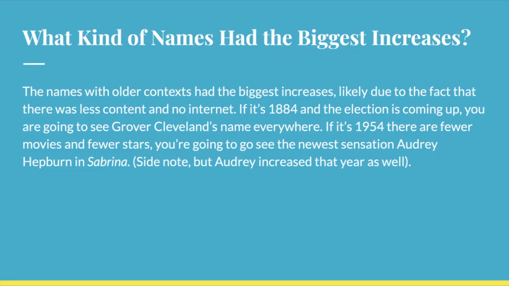If it's 1884 and the election is coming up, you're going to see Grover Cleveland's name everywhere. Probably, I'm assuming. Like probably posters and billboards. And if it's 1954 and there are fewer movies and fewer movie stars, you're going to see the newest sensation, Audrey Hepburn in Sabrina. I mean, even the name Audrey increased that year.